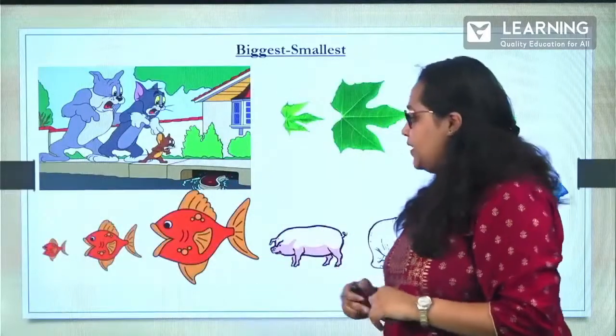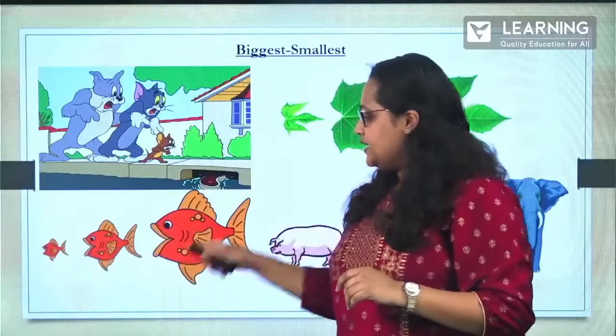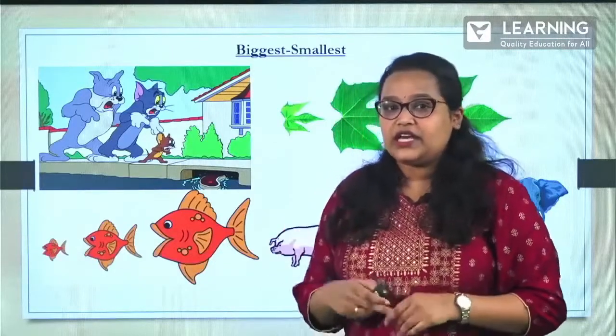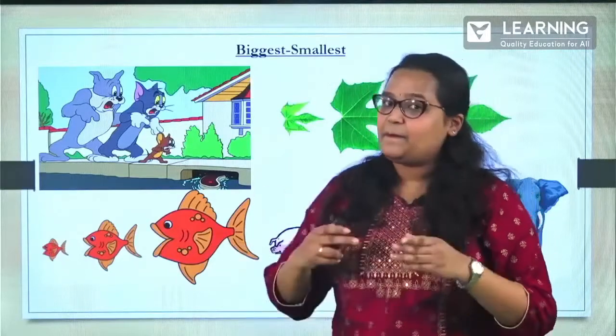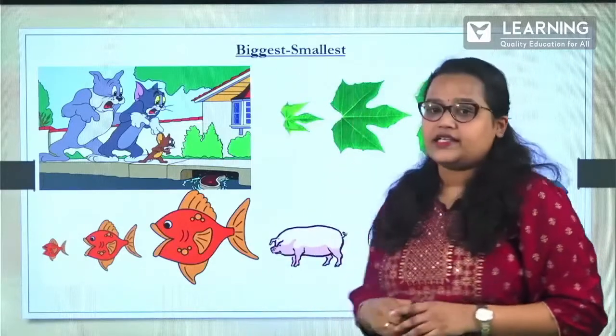The last example, here, a fish. First, second, third. In these 3 fish, which fish is the biggest fish? Compare and tell me. Yes, the third fish is the biggest fish. This is how we'll be learning biggest and smallest.